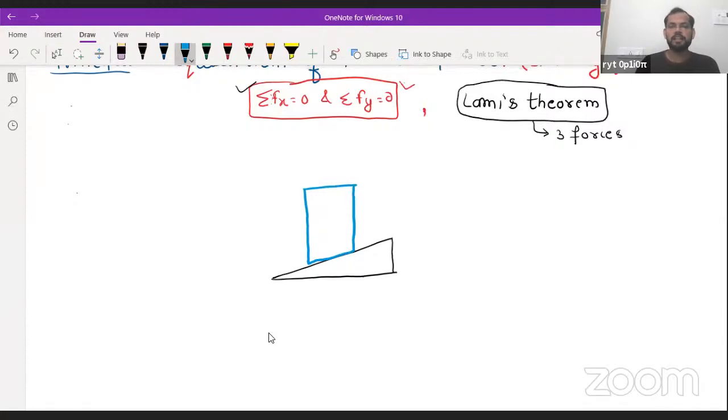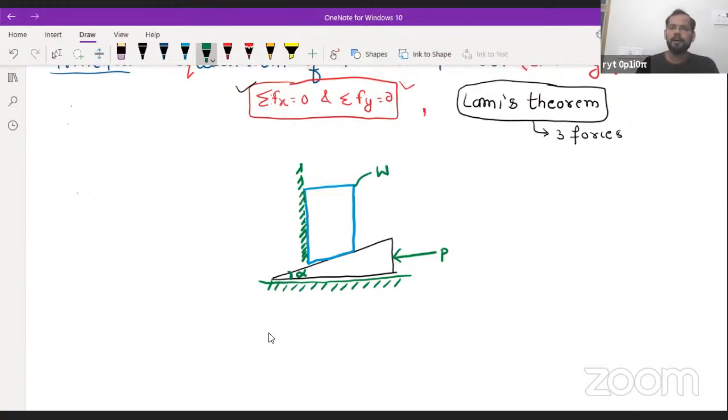So the weight of the body is W, and on the left part there is a vertical wall. Fine. Up to here there is a vertical wall, and this wedge is placed over a surface. Fine. So you are applying a force of P here. Is it okay? And the angle of the base is alpha, and we are assuming that the weight of this block is W.